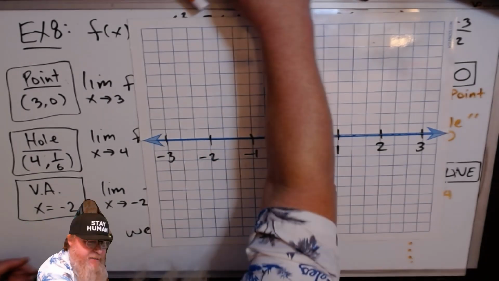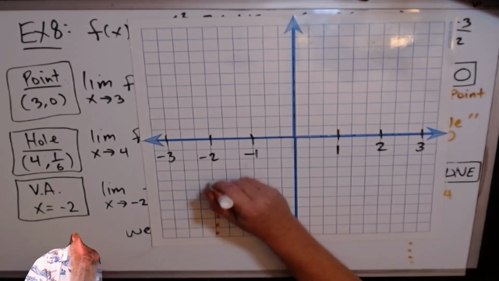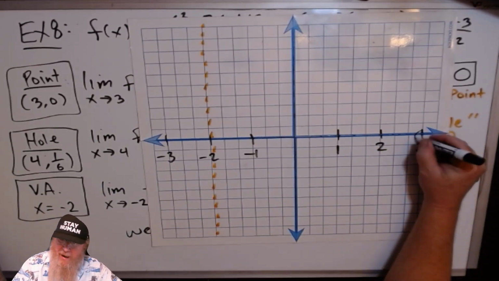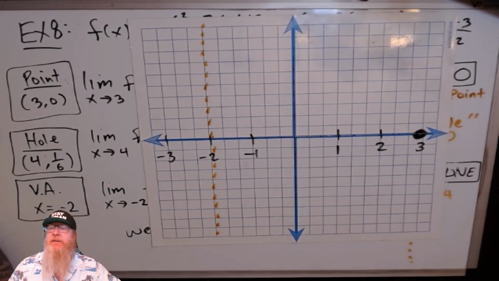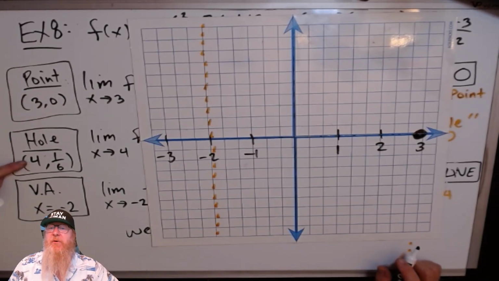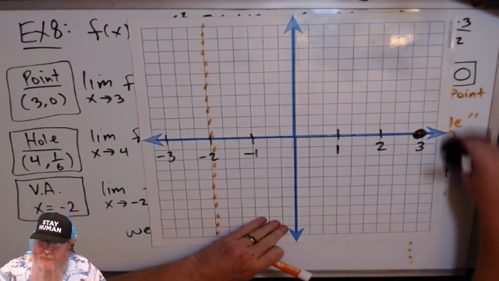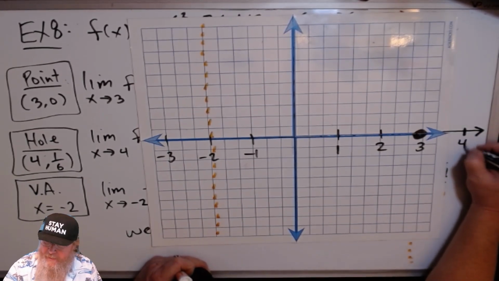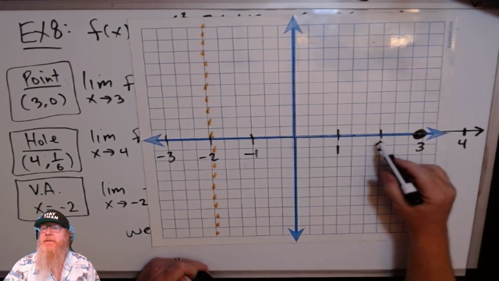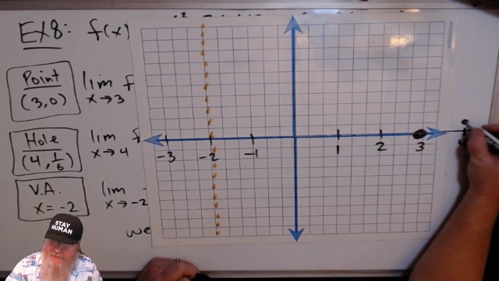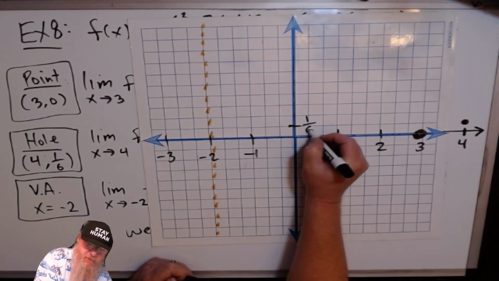I have an asymptote at -2. I've got a point at 3, 0. That's this point right here. I've got a hole at 4. Oh, shoot. I should have thought that one through a little bit. Here, I'll put 4 over here, just off the grid a little bit. 4 and then 1/6. So I'm just going to make a mark and call that 1/6.